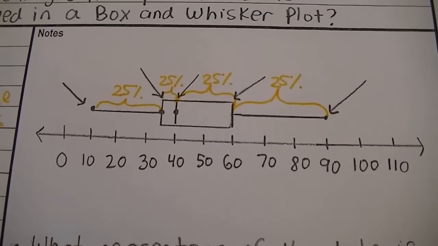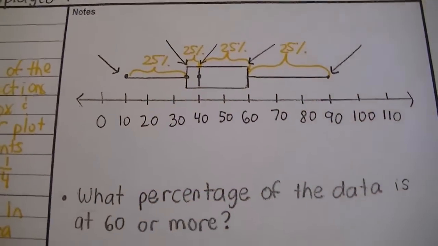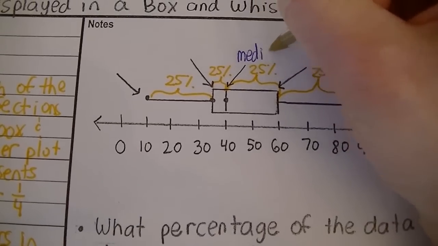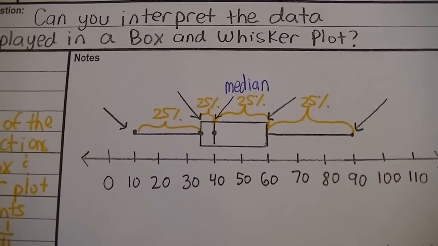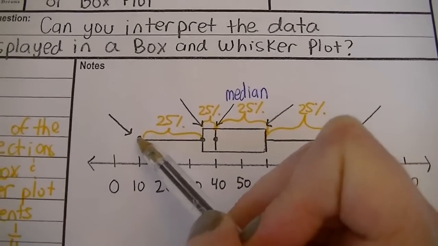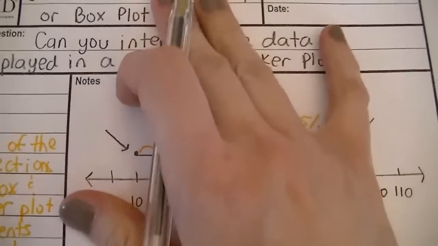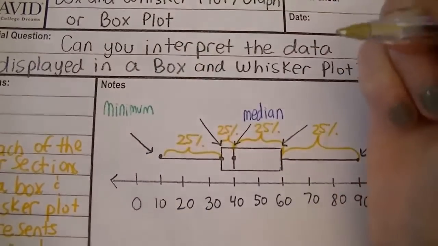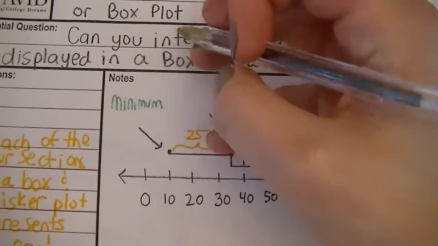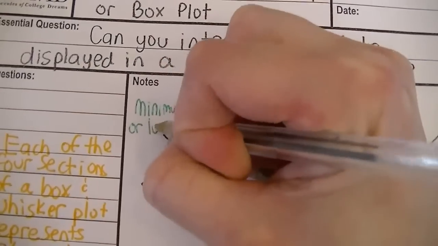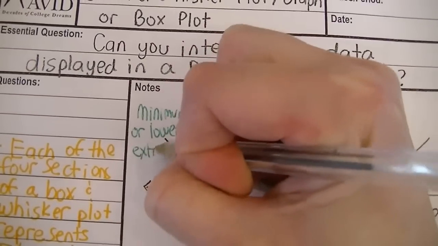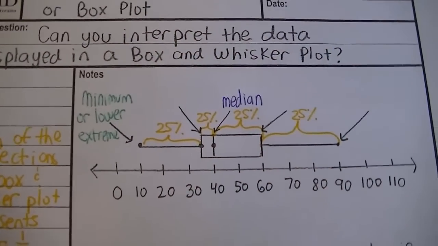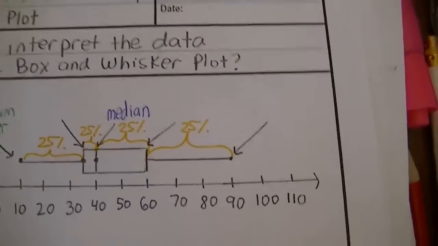So that one number right here, right in the middle, that's called the median. That's the middle number in your set of data, okay? Now let's look at this number right here represented right there. That's called the minimum, or they also call it the lower extreme. It'd be the minimum number in your set of data, or they call it the lower extreme. Okay, those are interchangeable.